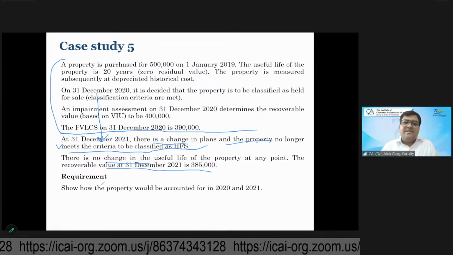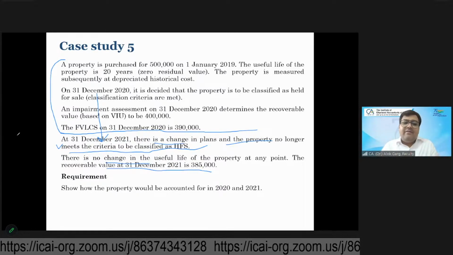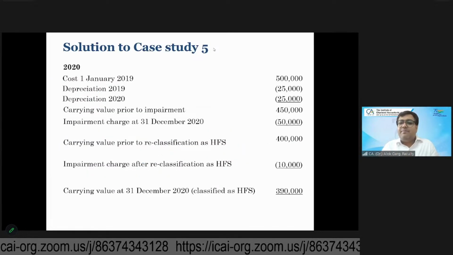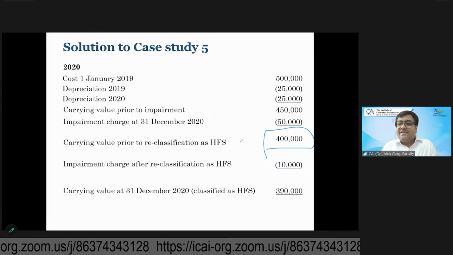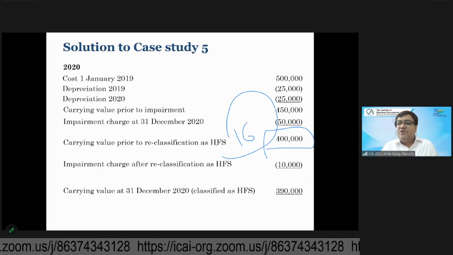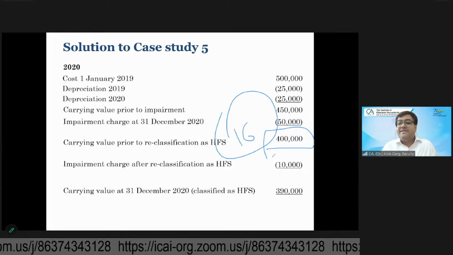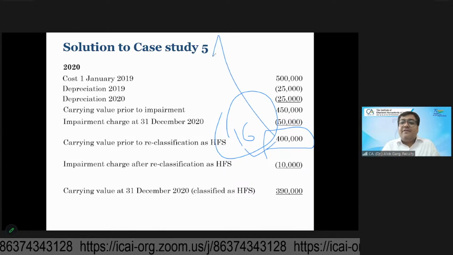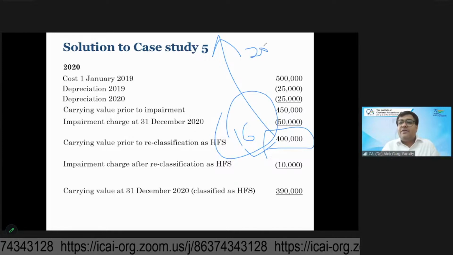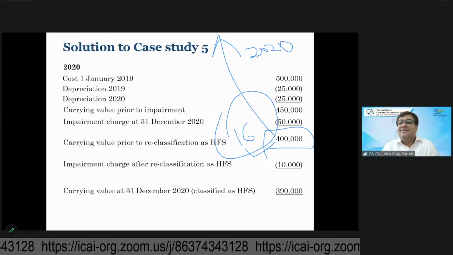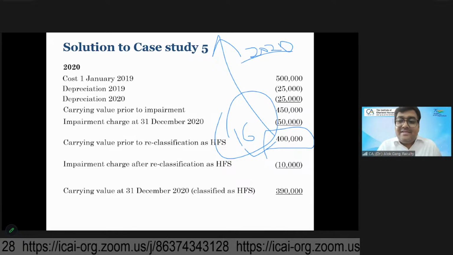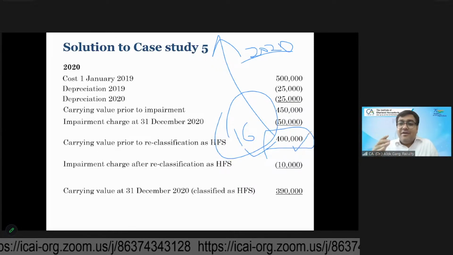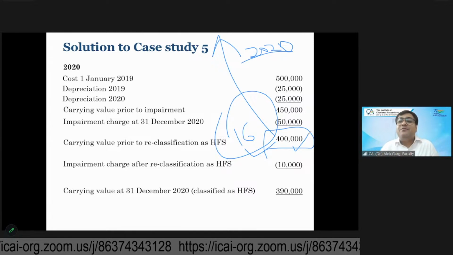So tell me, in this case, what was the carrying value as per Ind AS 16 PP as per step number 1? This is the value as per Ind AS 16. This value is not as per Ind AS 105. This value is as per the respective standard, Ind AS 16. So 4 lakh is the value as on 31st December 2020. What does it mean? It means this has become the carrying value on 31st December 20.